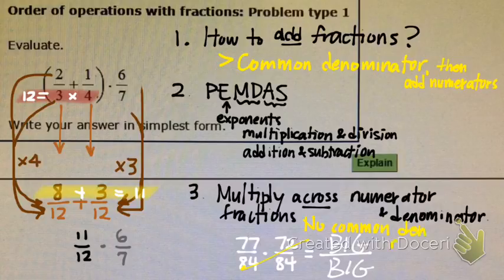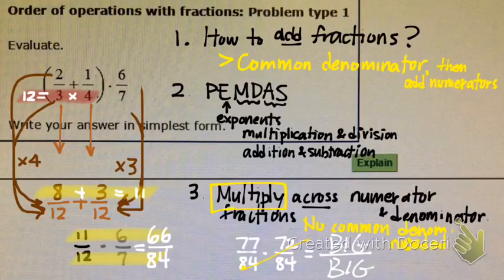It's not wrong to do it. It just makes your life a little bit more miserable, right? No common denominator is needed for multiplying or dividing fractions. So we can just go directly across. 11 times 6, 66. 12 times 7, 84.